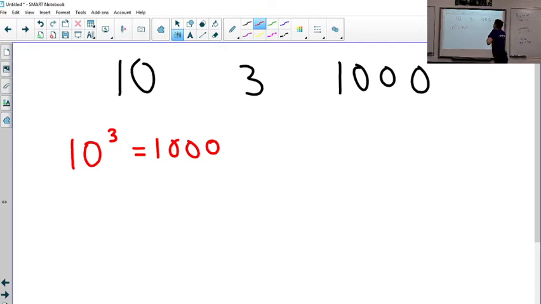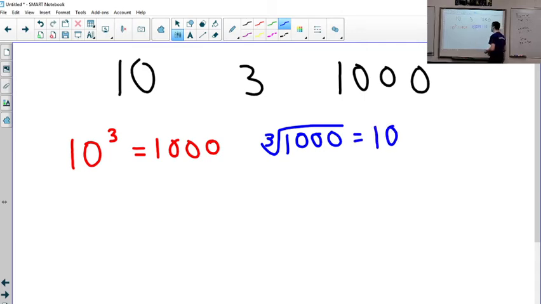Now there's another way that you should be familiar with that also uses 10, 3, and 1,000. But let's say this time I know the 1,000 and the 3, and I need to get back the 10. Well, the way that I write that and type that in the calculator so I get out 10 is to say the cube root of 1,000 equals 10. And this is saying that the number that I need to multiply together 3 times to get 1,000 is 10. So here the answer was 1,000. Here is the way to write it so that the answer is 10.